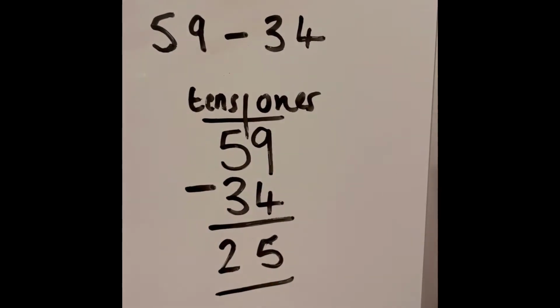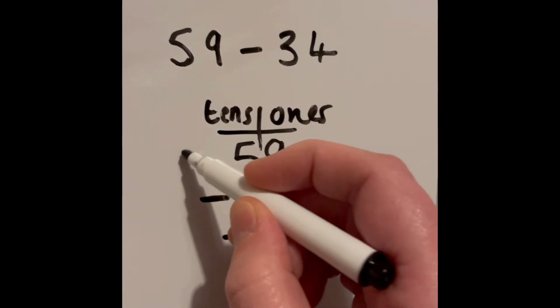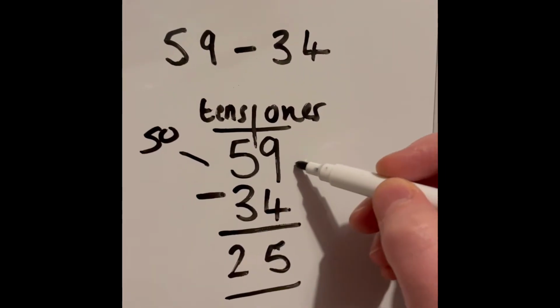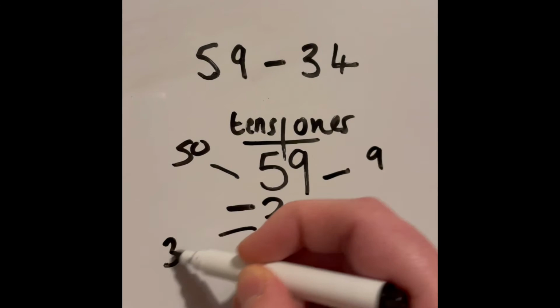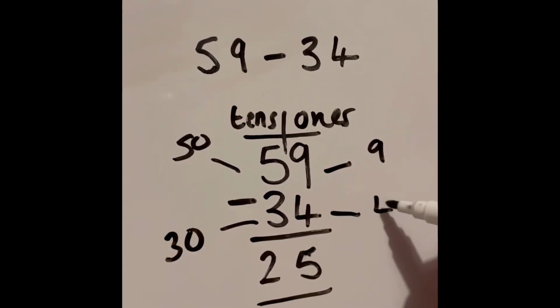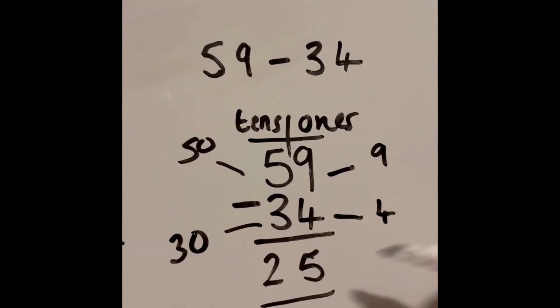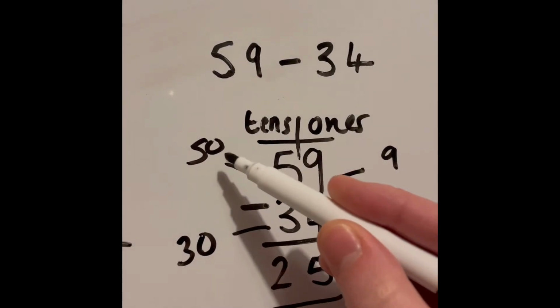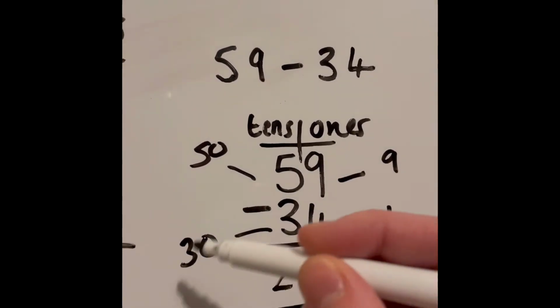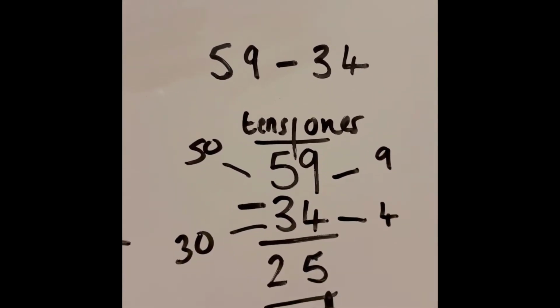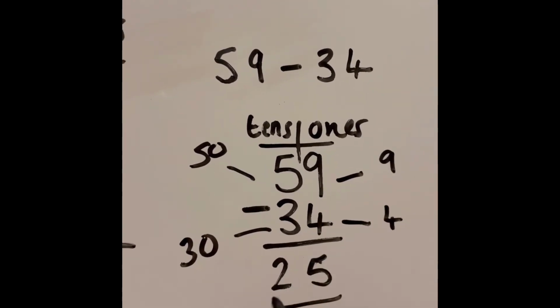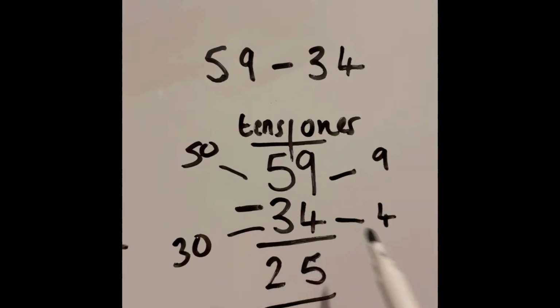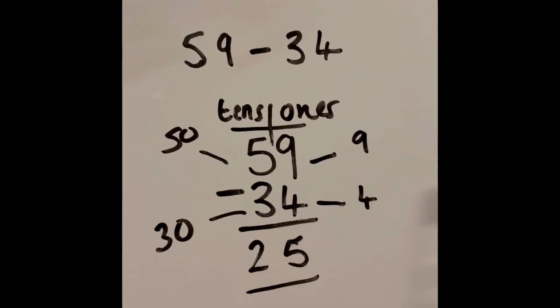And remember again, 59 is 5 tens, so 50 and 9 ones. And 34 is 3 tens and 4 ones. So you do 9 take away 4, which is 5, and 50 take away 30, which is 20, but you've already got the ones column here, so it's 2. 5 take away 3 is 2. 59 take away 34 is 25.